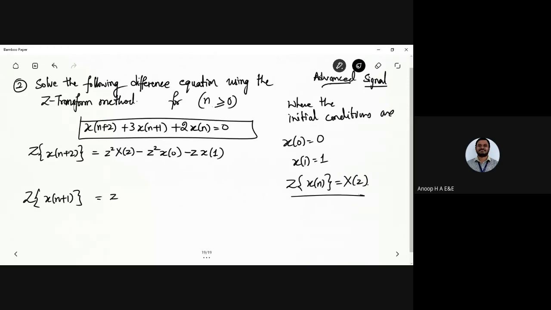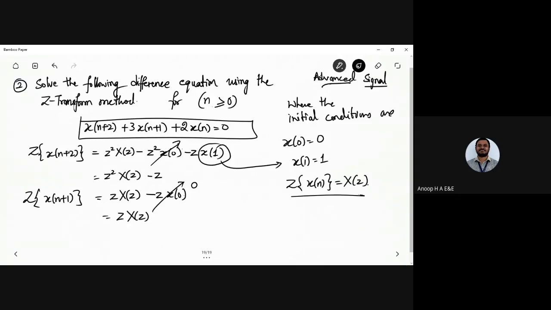X of n plus 1 would be z into x of z minus z into x of 0. Okay, so x of 0 is said to be 0. Let me write down here itself, it is 0. So that would be z squared x of z minus z into x of 1, that is minus z. X of 1 value is said to be 1 here. So that is z into x of z.